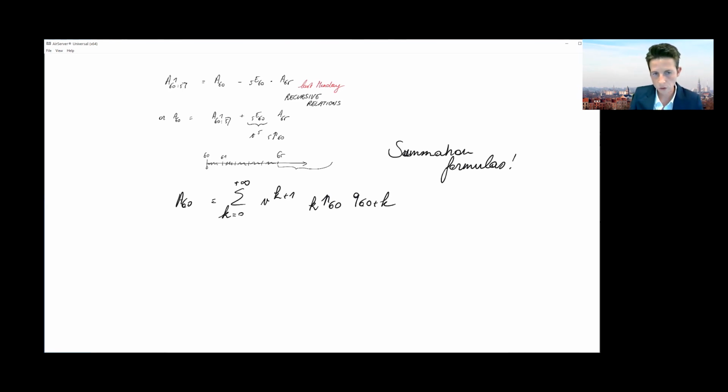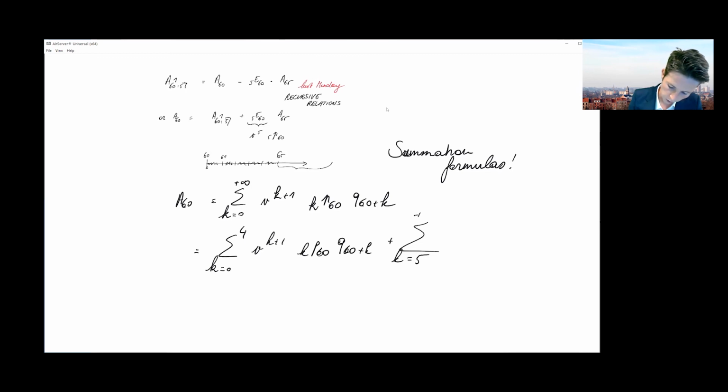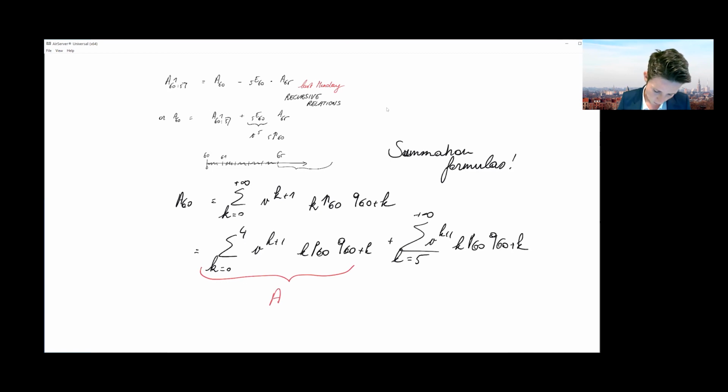What I'm now going to do is split the sum. This is from k equals 0 to 4 of v to the power k plus 1, kp60 times q60 plus k. And this is the part that starts from k equals 5 on, and runs to plus infinity. And what I recognize here immediately is the EPV of the term insurance issued to a 60-year-old with a duration of 5 years. So I'm good with this part. And I need to think about what I can do with the other part.